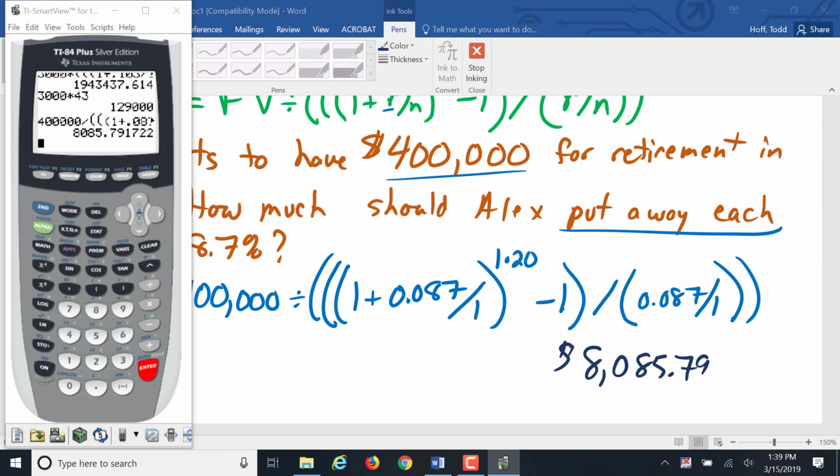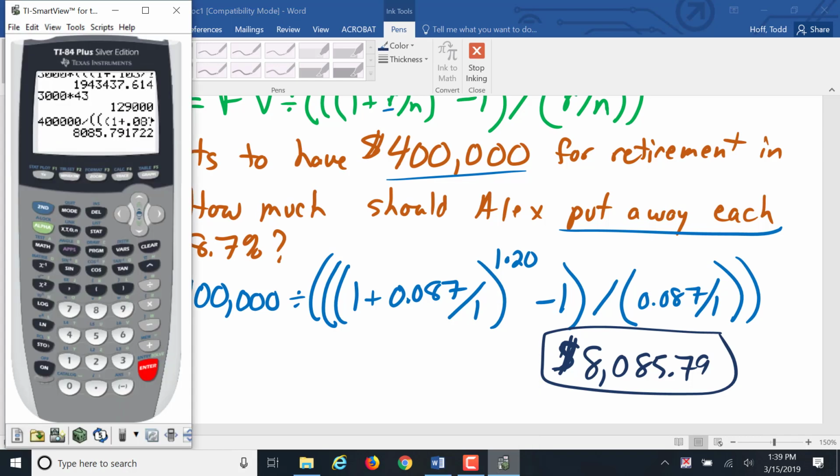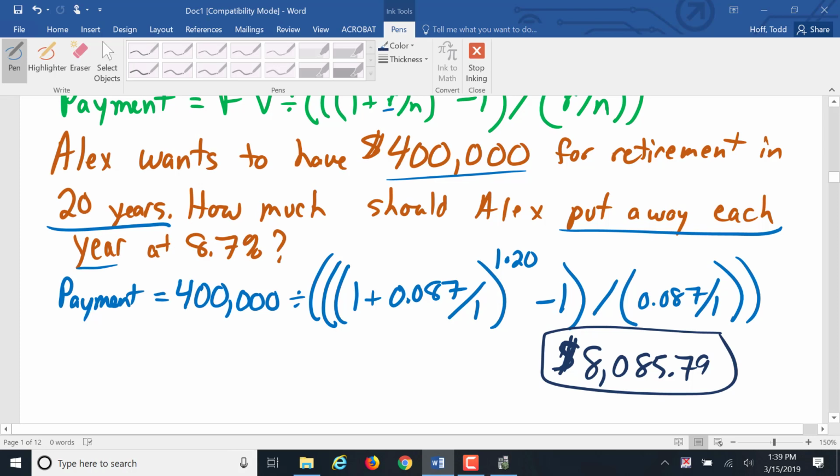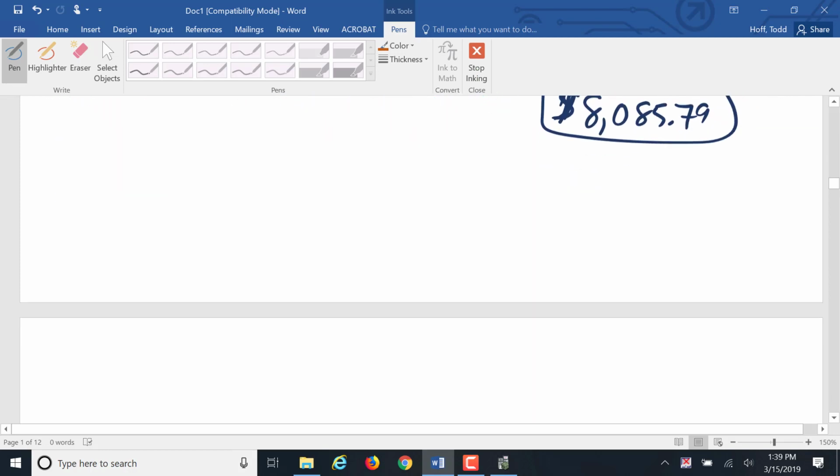That is the amount of money that Alex would have to put away every year to reach that amount in 20 years. Now, it seems like a lot of money, and it is a decent chunk of money. But if you divide by 12, that comes out to under $675 a month. So it is very doable. And many people are making close to that on a car payment if you have a very expensive SUV. Let's look at another example here.